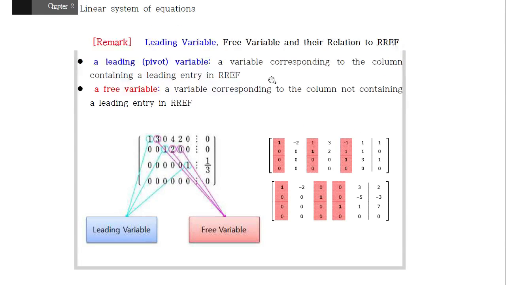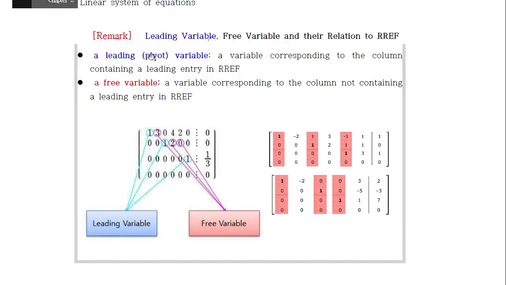Here, definition. We define leading variables and free variables. A leading variable, which some books call a pivot variable. In operational research, pivot variable is the language, but leading variable is the right terminology for linear algebra. A leading variable is a variable corresponding to the column containing a leading entry in RREF, like this. If you see the leading non-zero ones here, then the 1, 2, 3, these are the leading variables.